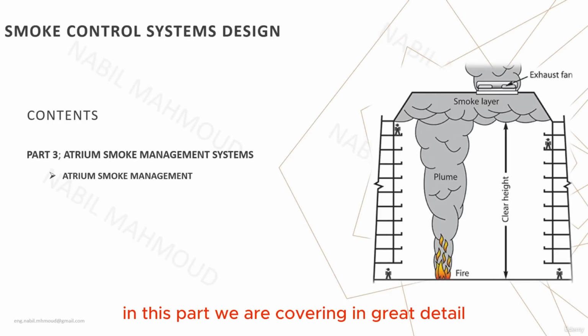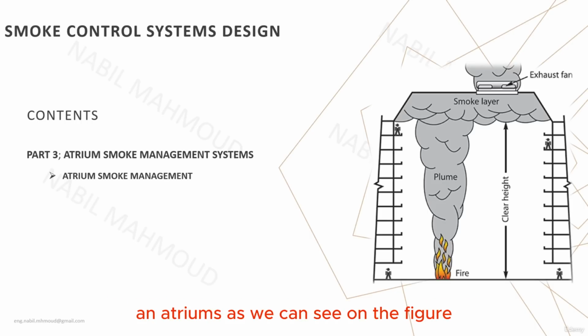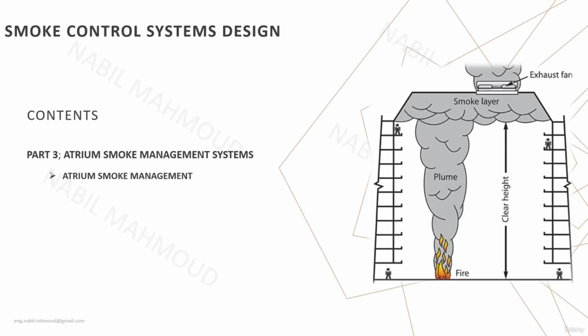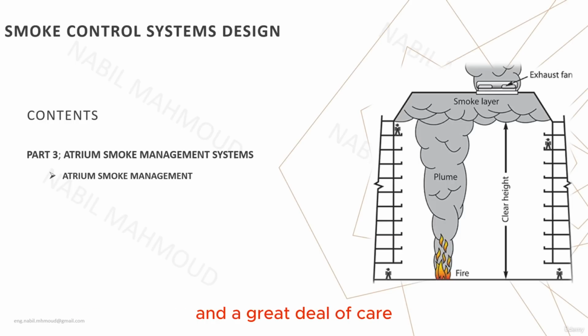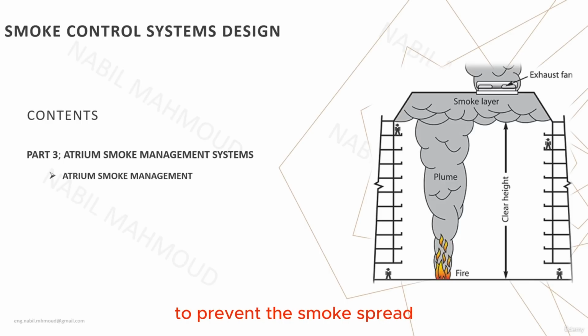In this part we are covering in great detail the smoke management systems of the atrium enclosures. And atriums, as we can see on the figure on the right side of the screen, are a large volume enclosure that is open to one or more floors, and it requires a sensitive engineering analysis and a great deal of care while designing the smoke management system to prevent the smoke from spreading into these floors that are open to the atrium, or smoke to overfill the atrium.